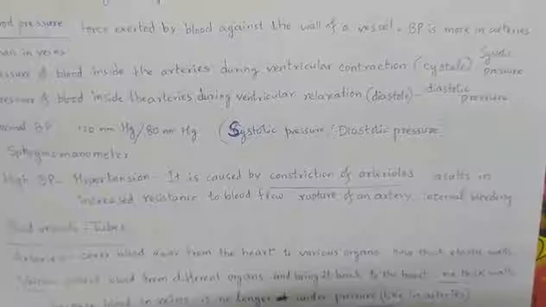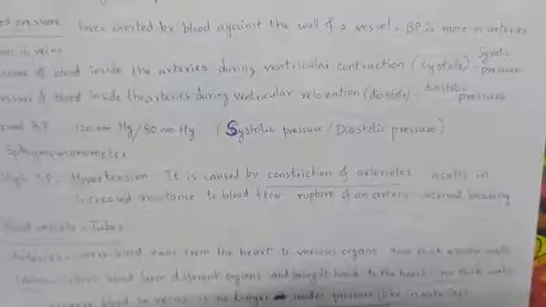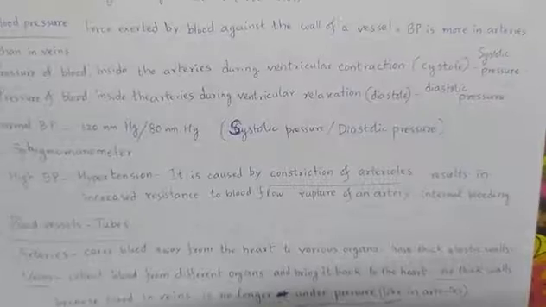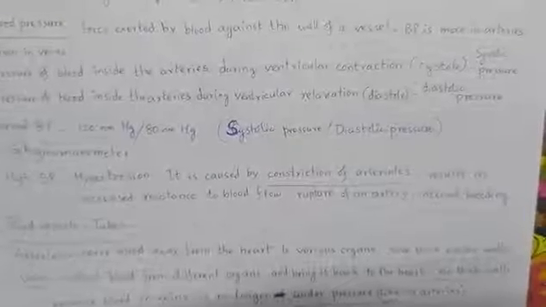The same way, when the ventricles are relaxed, in the arteries some amount of pressure will be there on their walls by the blood. So, the pressure of blood inside the arteries during ventricular relaxation or diastole is known as diastolic pressure.